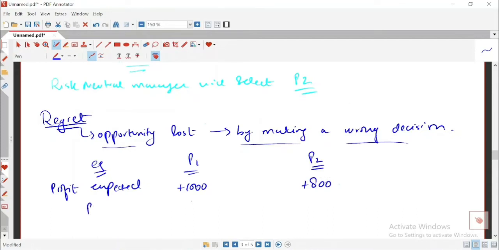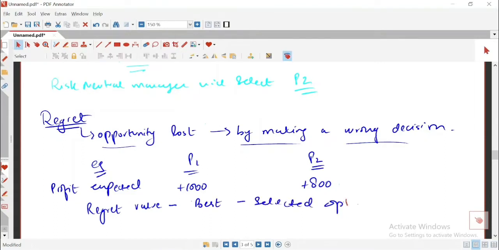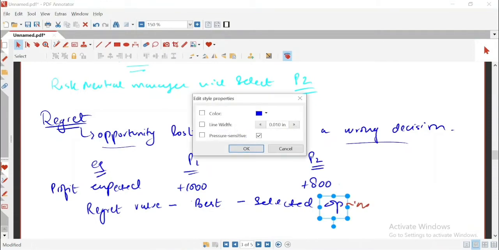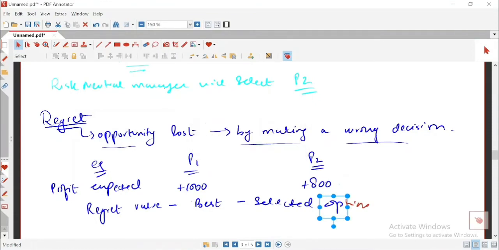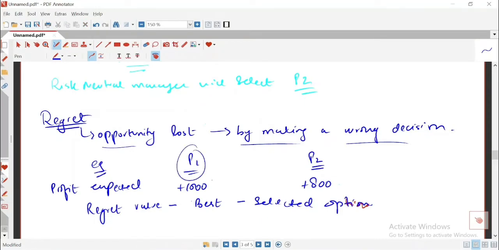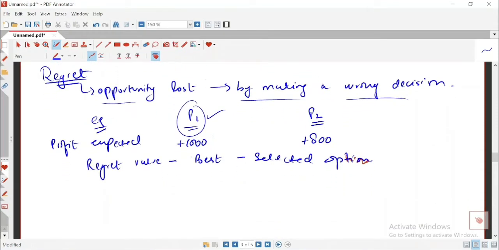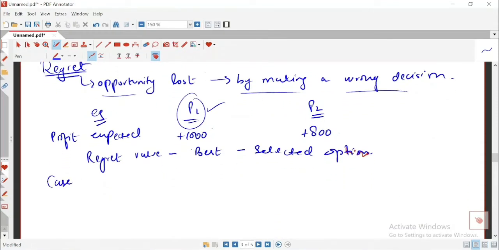तो रिग्रेट की वैल्यू कैसे निकलती है? बेस्ट ऑप्शन माइनस सिलेक्टेड ऑप्शन. अब इन दोनों में से ये जो 2 ऑप्शन हमारे पास हैं, द बेस्ट ऑप्शन इज प्रोजेक्ट 1. ठीक है. सो इफ केस 1 हमने प्रोजेक्ट 1 ही सिलेक्ट किया है, आपका रिग्रेट कितना होगा? बेस्ट ऑप्शन 1000 माइनस सिलेक्टेड ऑप्शन 1000. सो योर रिग्रेट विल बी 0.